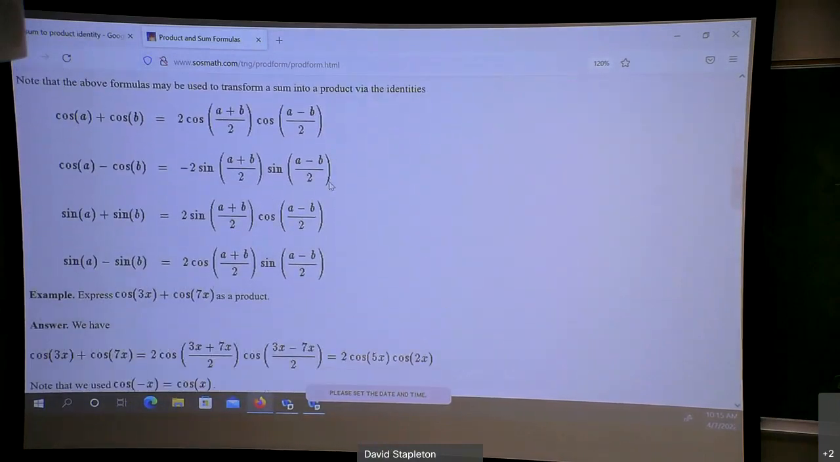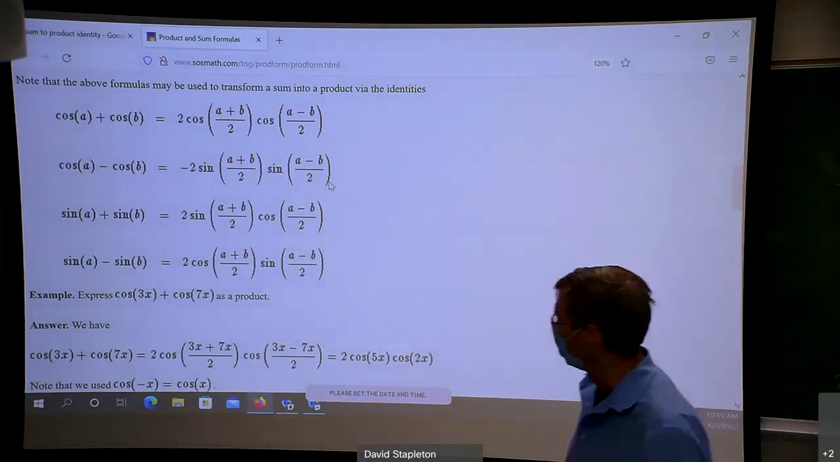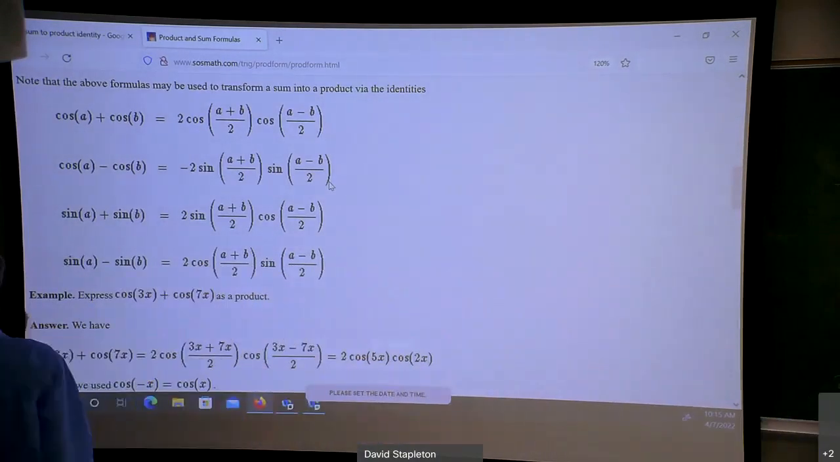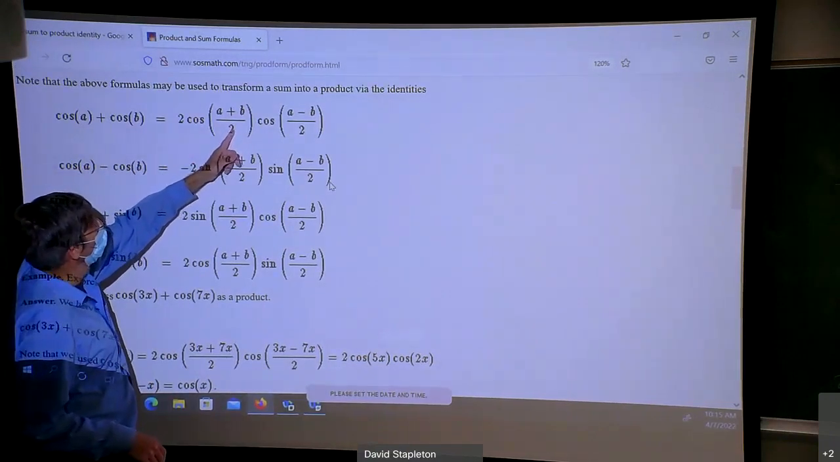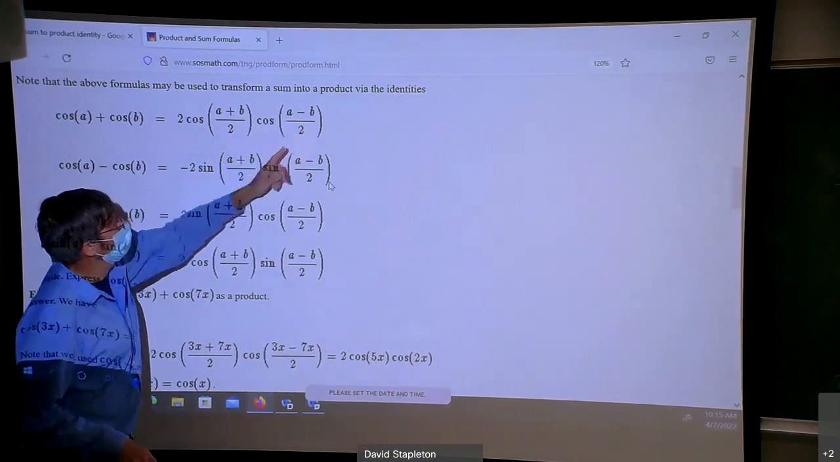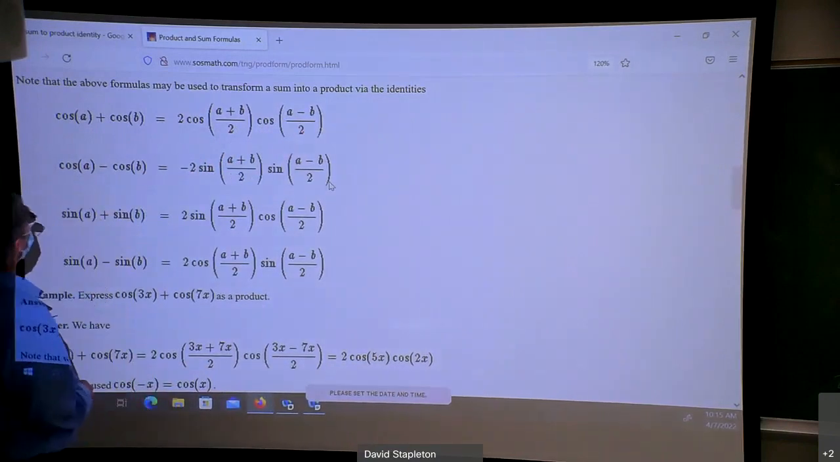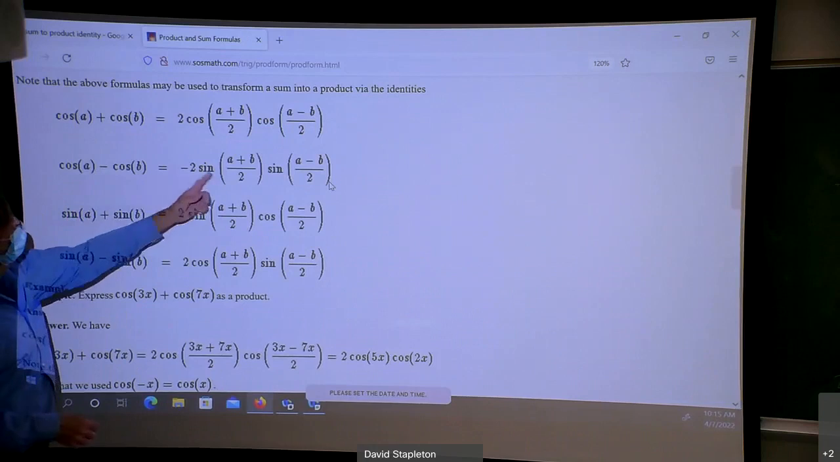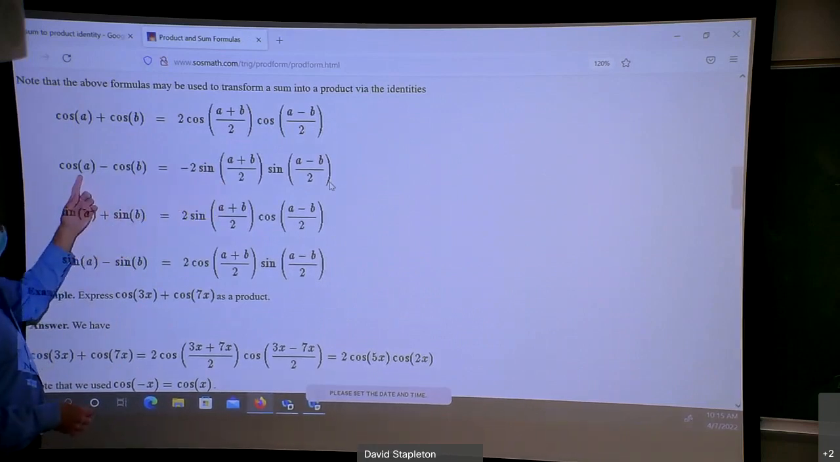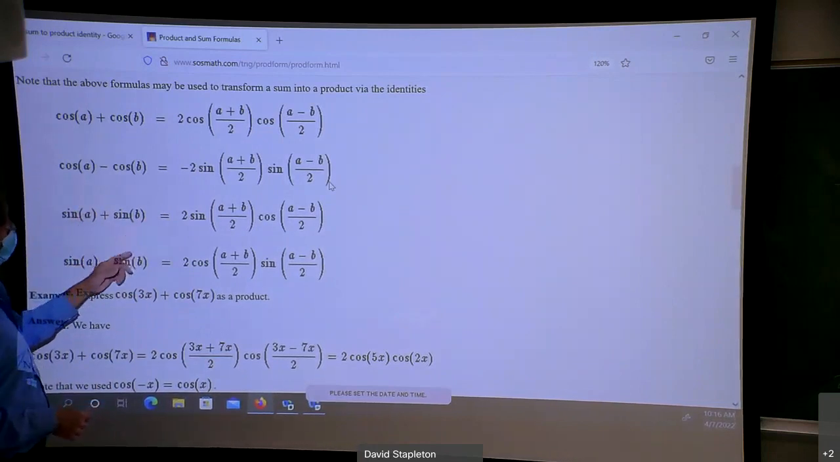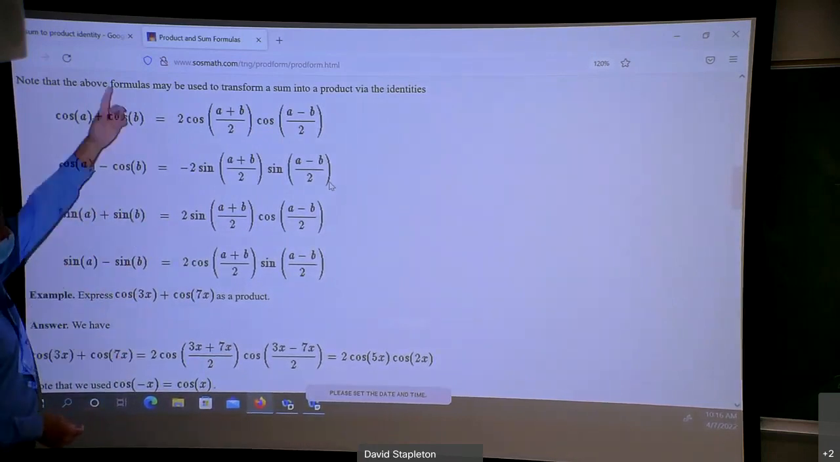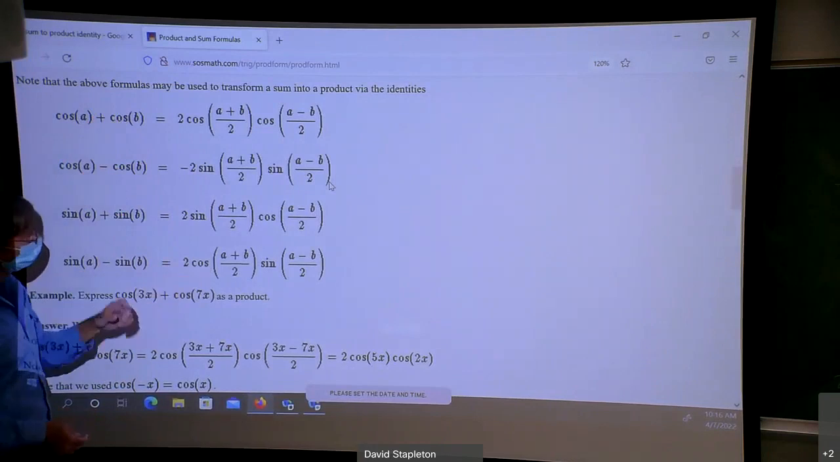There you go. There's the product of sum identities, again, written in terms of A and B instead of our theta and gamma. But cosine plus cosine is 2 cosine of the average angle times the cosine of the difference of the angles over 2. That's the first one, but there's 3 more. Here's the second one that you can get by reversing one of the other identities. And here's the third one you get by reversing another identity.